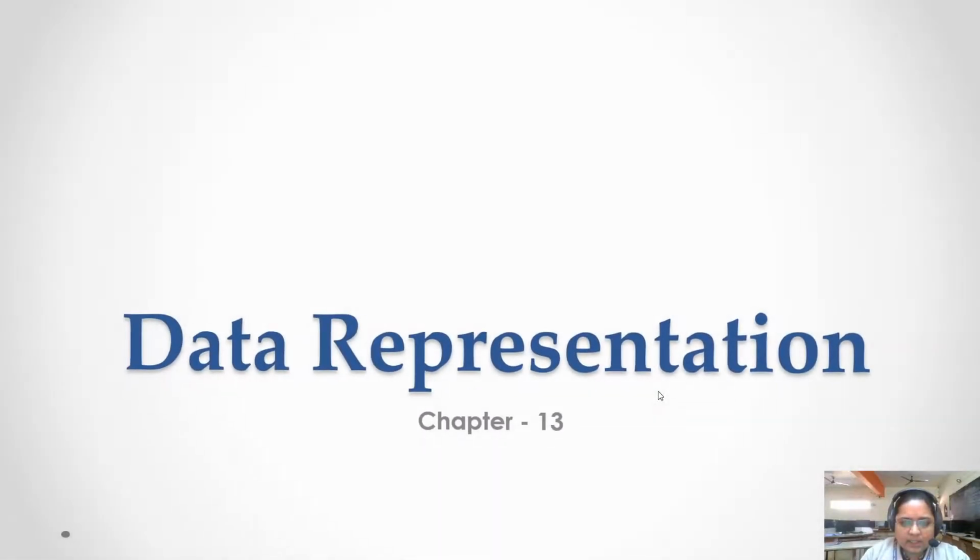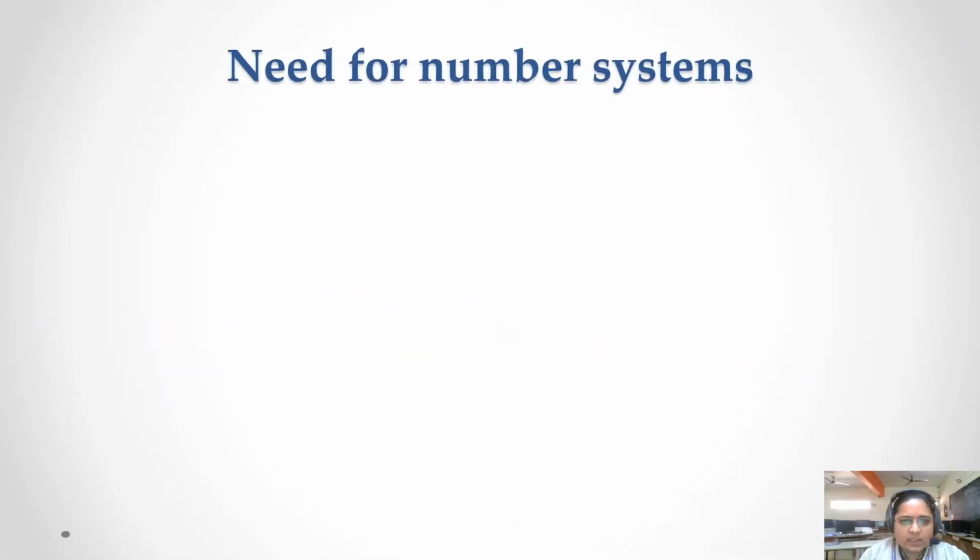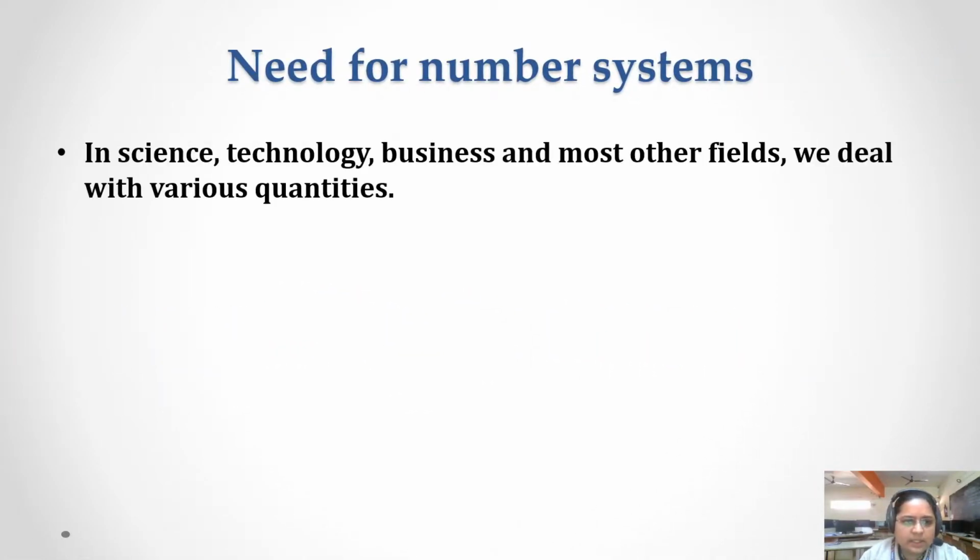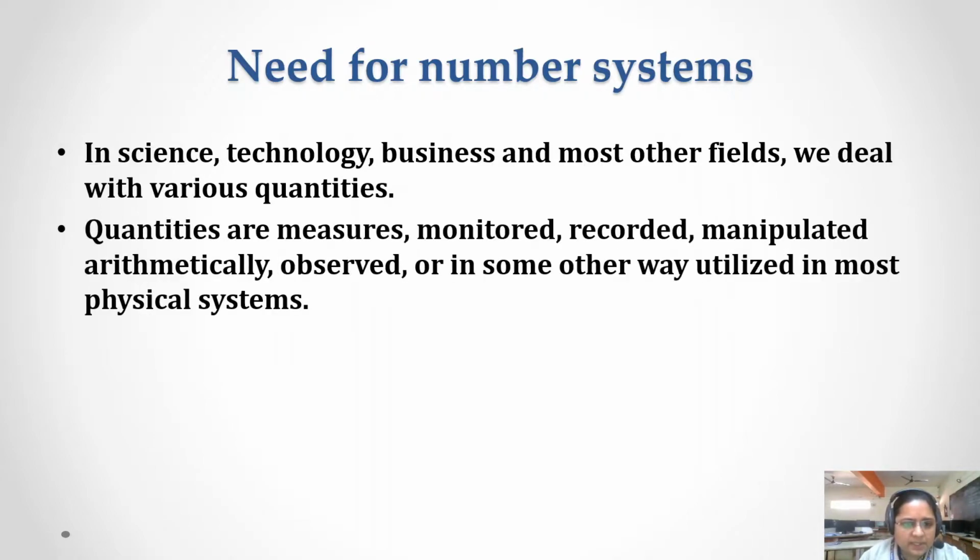So we are going to start with data representation today. Need for number systems. Why do we need number systems? In science, technology, business and most other fields, we deal with different types of quantities, whether text or numbers. Text can be alphabets, both uppercase and lowercase. We can have special symbols there. We can have non-printable characters. And in numbers, we mostly have integers. We have real numbers, that is numbers with a fractional part. Numbers could be negative, positive, or zero. So various different types of quantities are used in various different fields.